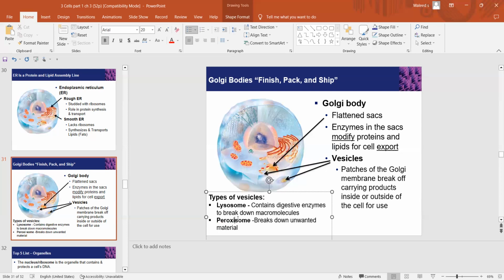What's peroxy? It's coming from hydrogen peroxide. Hydrogen peroxide is another one that's going to break down. You break down things into hydrogen peroxide, and hydrogen peroxide will help you to break down other unwanted materials. Depending on the nature, you can use both of those. So both of those are like the recycle bin. You can recycle something here, you can recycle something somewhere else.